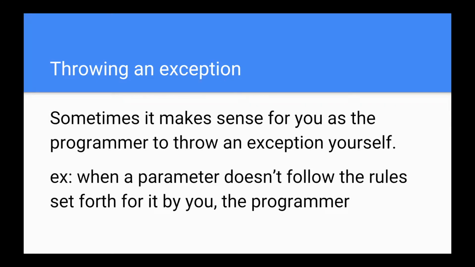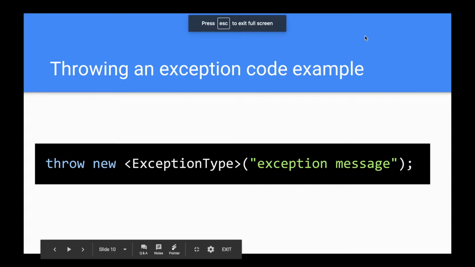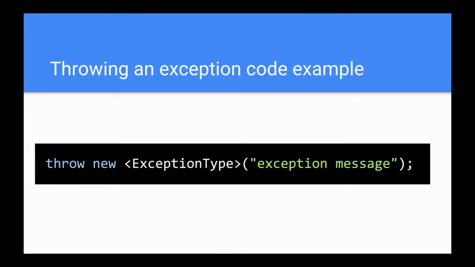Throwing an exception. Sometimes it makes sense for you as a programmer to throw an exception yourself. For example, when a parameter doesn't follow the rules set forth for it by you, the programmer, and in that case you would throw an illegal argument exception. Throwing an exception code example. So here's an example of you throwing an exception. It would be throw new and then the exception type, and then in parentheses and in quotes the exception message. And you can exclude the exception message if you want to. You don't have to put it in there. It's just something that gives more context and is helpful for the exception that's being thrown.